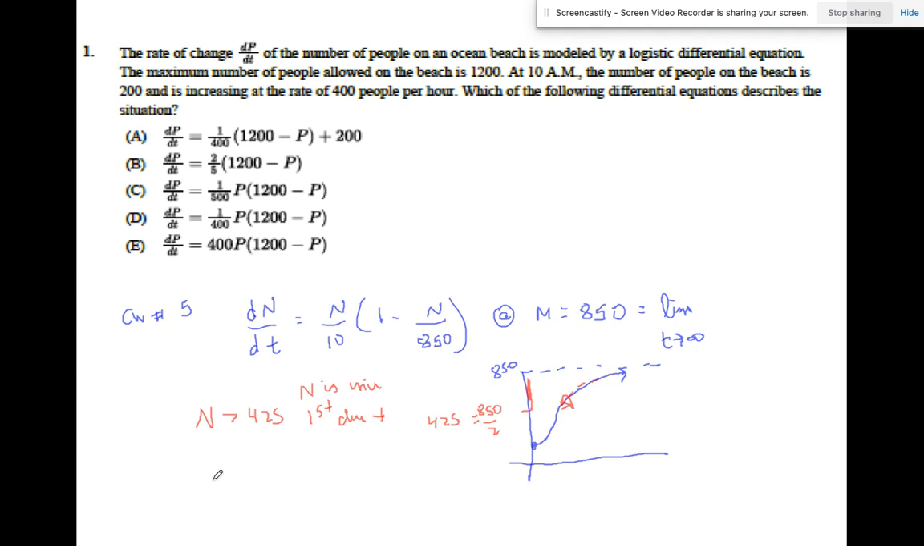But what about the next one? When N is greater than 425, what's the second derivative? Well, N is still increasing, but concave which way? Down. Therefore, the second derivative is what? Negative. Right? That will help you with one of your homework problems as well.